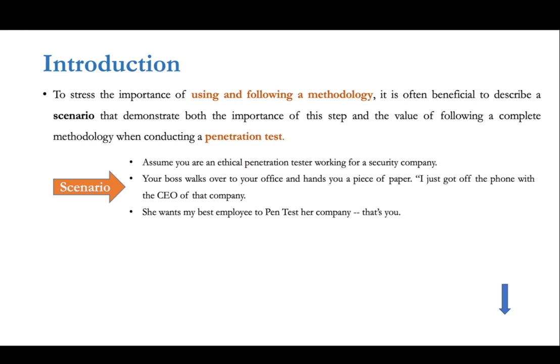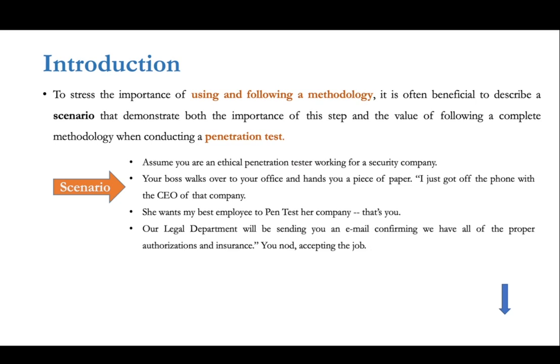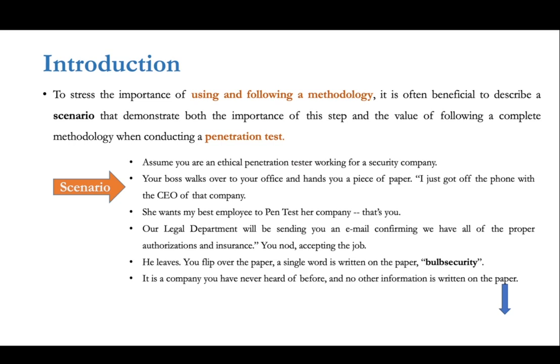Our legal department will be sending you an email confirming we have all of the proper authorizations and insurance. So you accept the job. He leaves immediately, and you flip over the paper. A single word is written on the paper: Bulb Security. It is a company you have never heard of before, and no other information is written on that paper. So then, what to do next?